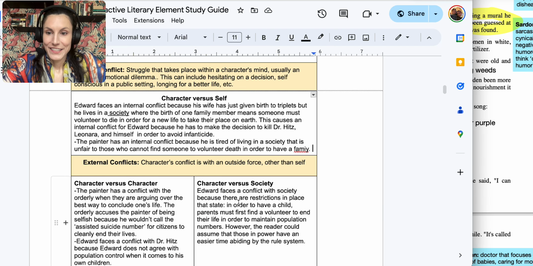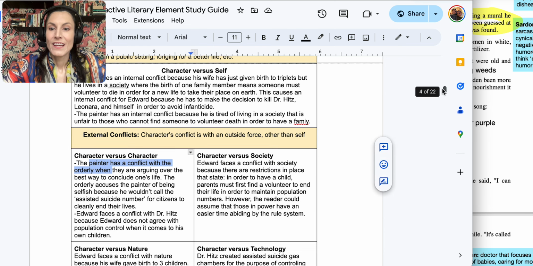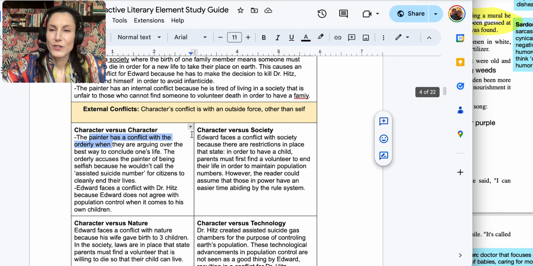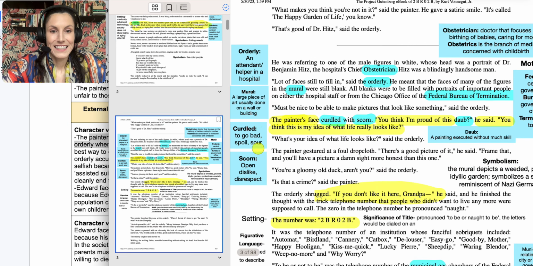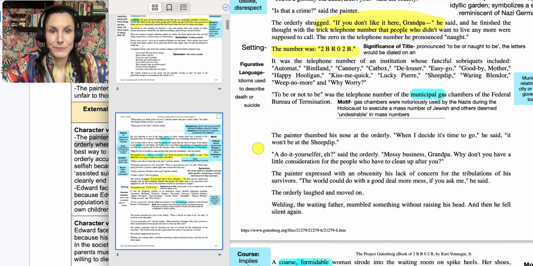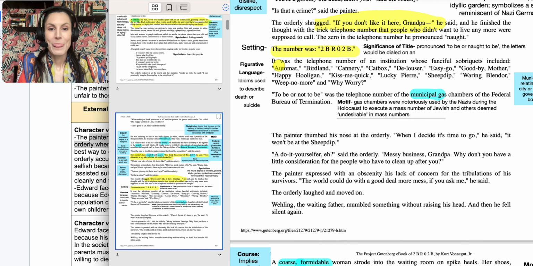So I wrote here, the painter has a conflict with the orderly because they are arguing about the best way to conclude one's life. When they're talking here, he says he was going to leave a mess for everyone, right? These are all the numbers that are the government-assisted lines so that a person who's lived a very long life is able to volunteer to die so a baby can be born, probably a family member. And that's what they were having an argument about.